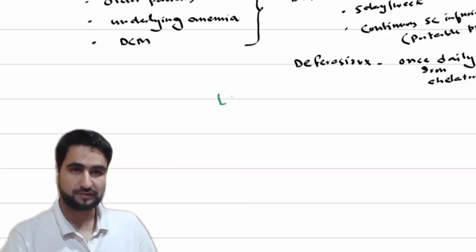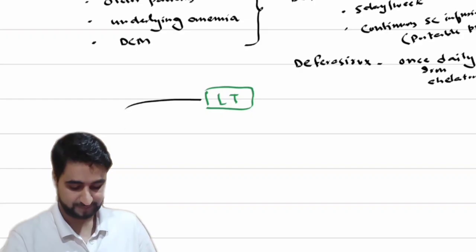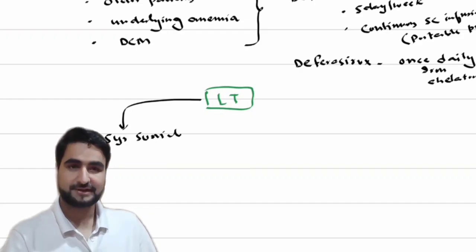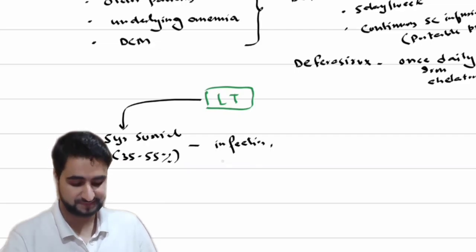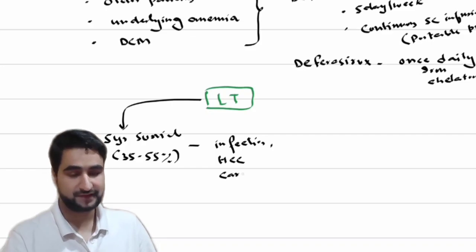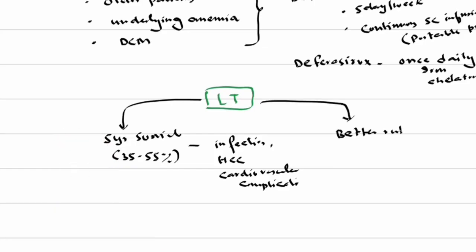Now, what's the role of liver transplantation in patients with hereditary hemochromatosis? 5-year survival is not that good. 5-year survival is low, that is 35 to 55%. This may be secondary to infections, HCC, or cardiovascular complications.